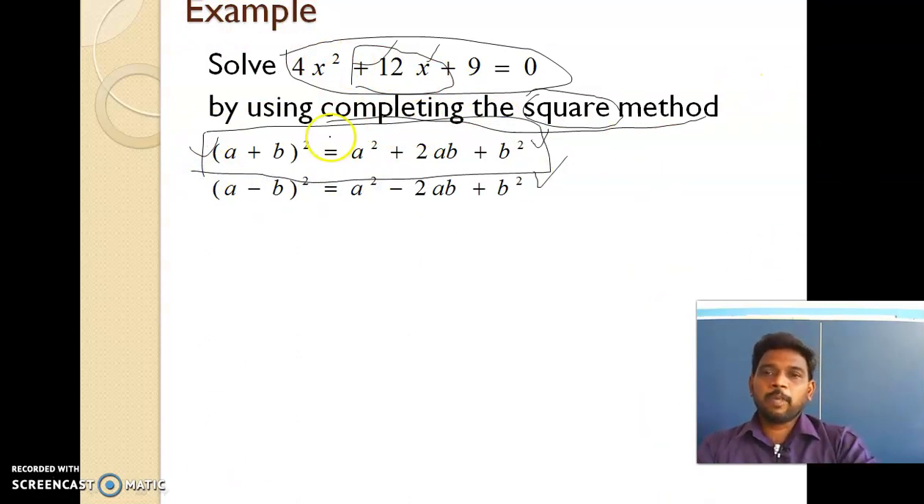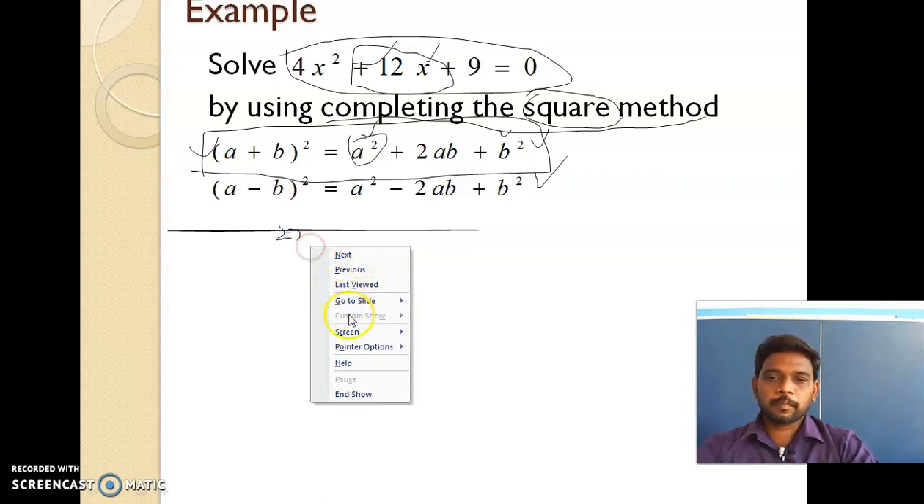So here 4x square is there. The (a plus b) whole square contains three terms, and the first term and the last term will be the square terms, right? So first we are going to write the given equation in the form of the right hand side expression. Okay, so first I need a square, right? So here 4x square is there. Is it possible to write the first term with the power of 2 here? Yes, because we can write this 4x square as (2x) whole square.